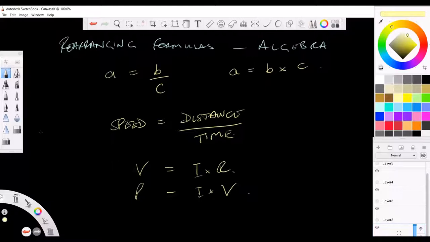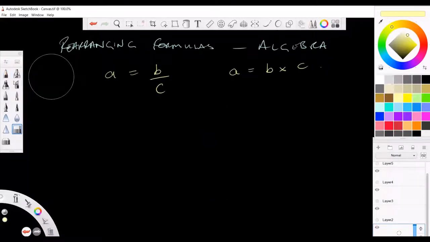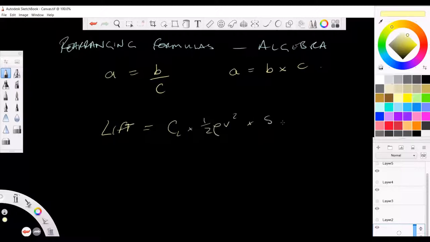And even if we look at it, this is actually an important one to recognize. If we look at the lift formula, so unless you use pad pilot, lift equals CL times half rho V squared times S. And that doesn't look to be of this form because it's got more than three elements in it.